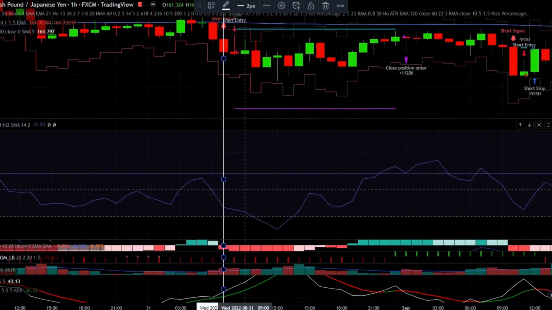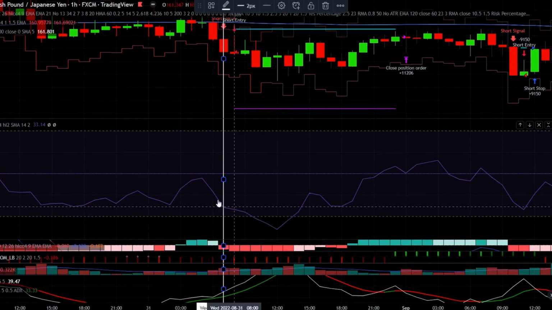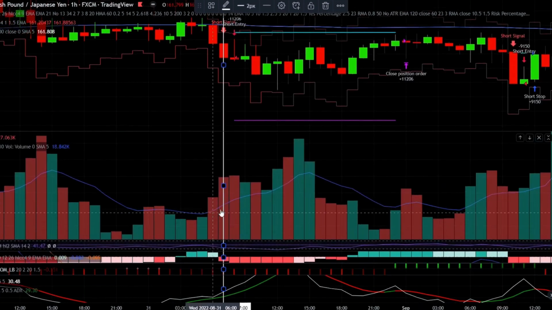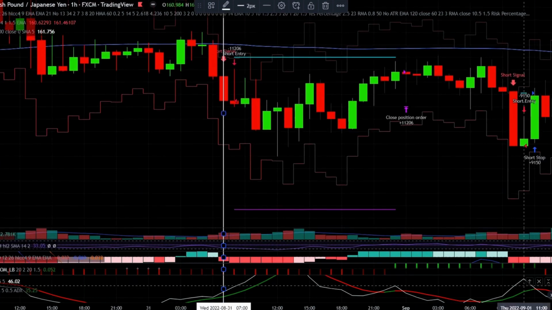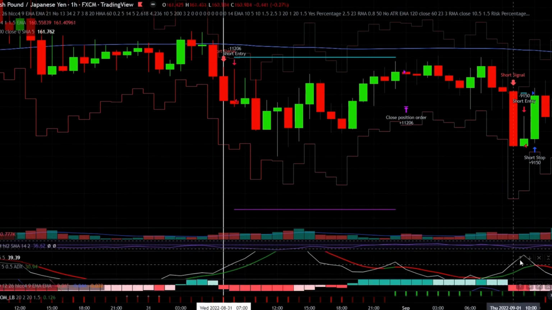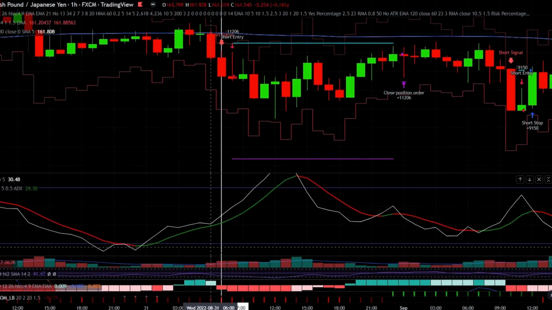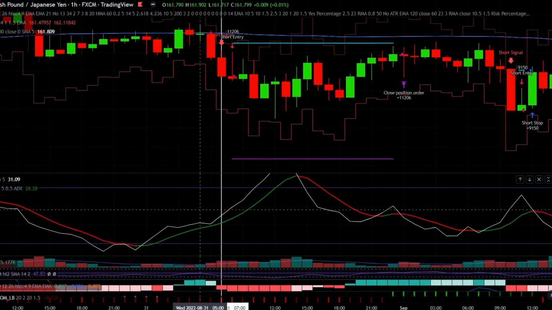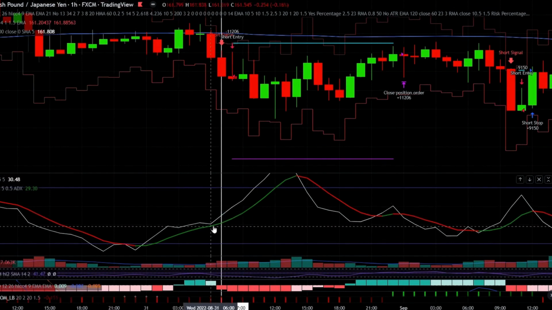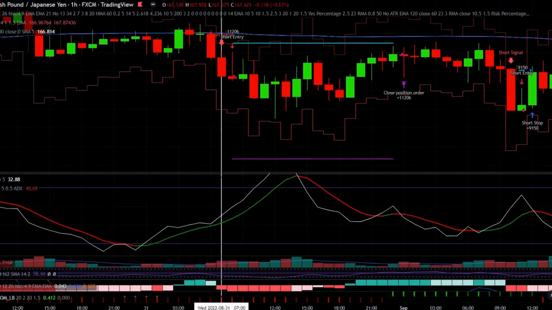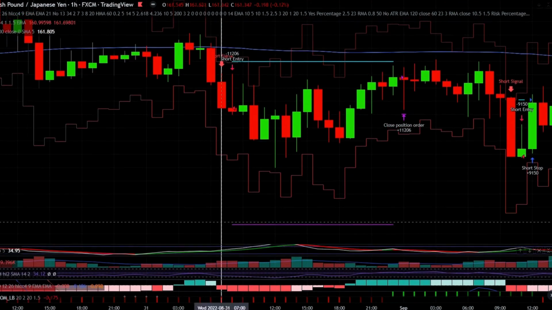the RSI needs to be under the 50 line, and as you can see it is. Then the volume needs to be above the volume-based moving average, and it is well above. And finally, the ADX needs to agree with this entry, so let's see if this does. The ADX line needs to be between the 20 level and the 50 level, and as you can see it is, and it also needs to be above this ADX base moving average. And all of those conditions are met on this candle, so this is a valid short entry position.